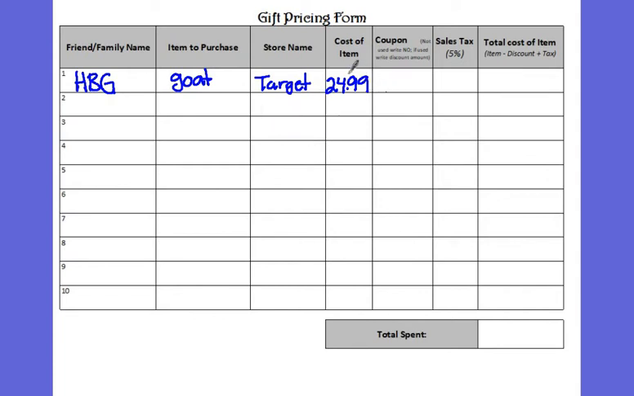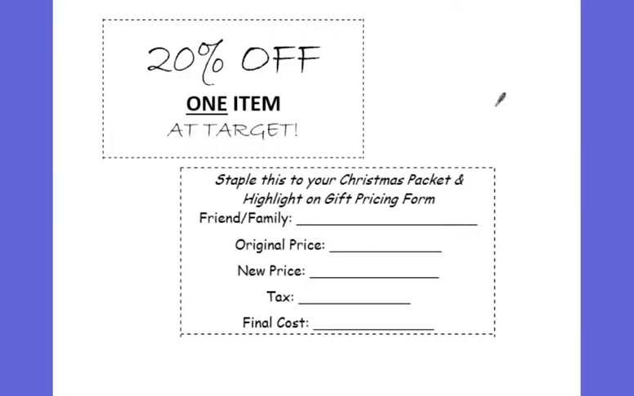Okay, so the cost of my item was $24.99. I'm using a coupon. So you may notice on the back of your coupons, you have to write some things. And I am using this coupon on Hillbilly Gilly, HBG. And how much was my original price of the goat?